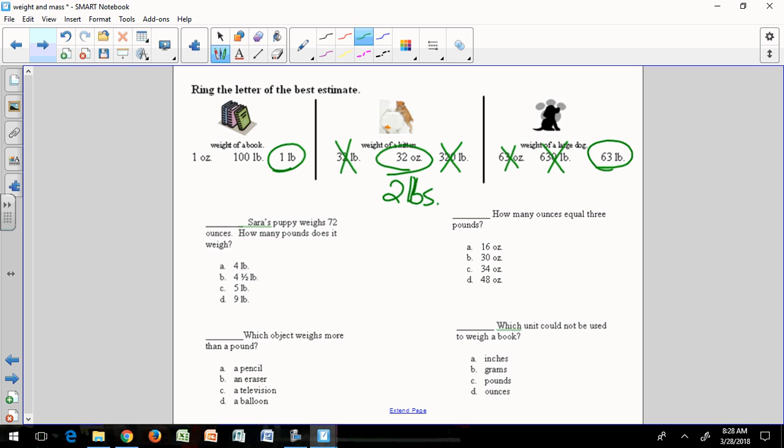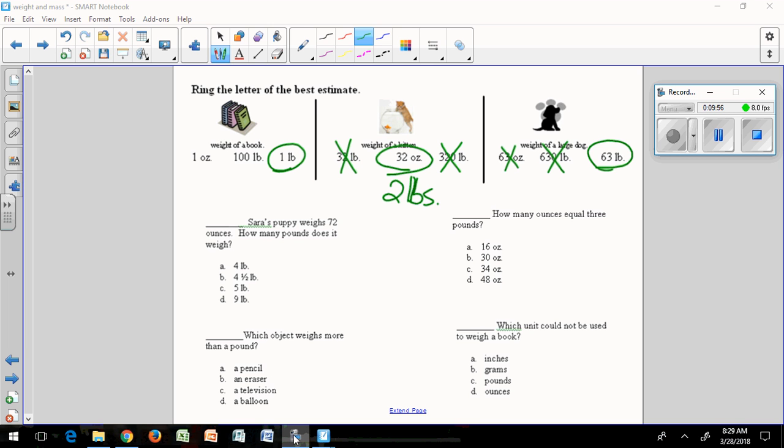All right. So the last 4 problems, a little bit of conversion, a little bit of reasoning. Try those out. Circle the best answer, and then press play and see how you did. 3, 2, 1, pause.